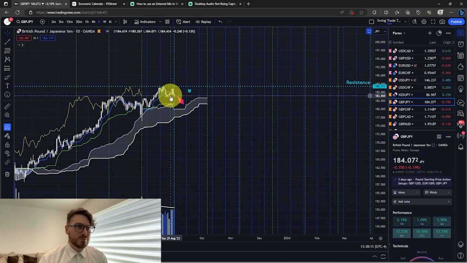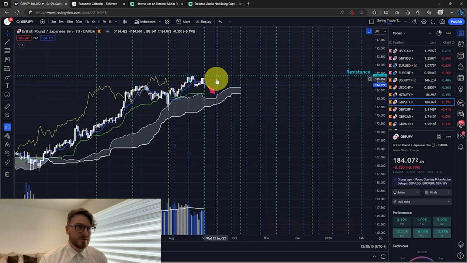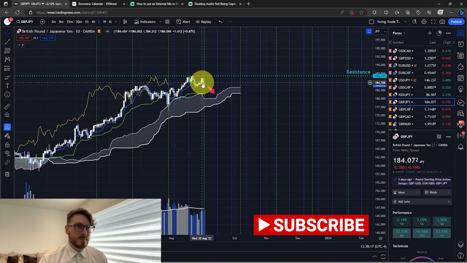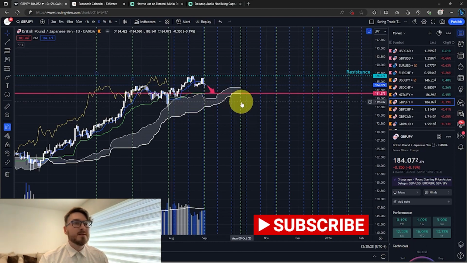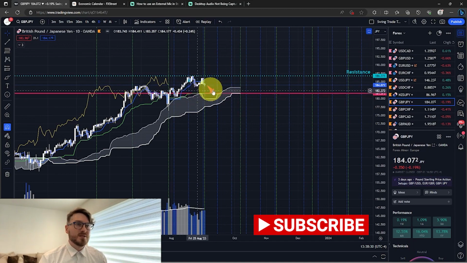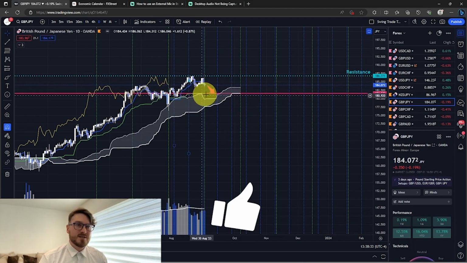And so I'm expecting price, right now price is below the Tenkan-sen on the daily chart, so I'm expecting price to come back down to this Kijun-sen level here, which is the 181.573 level. That's right there. So yeah, this is just going to be a ranging market this week until I see anything different.